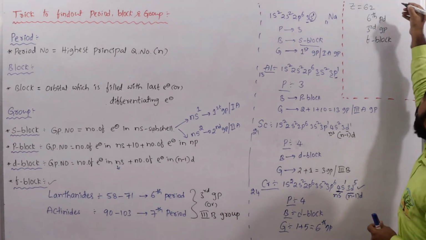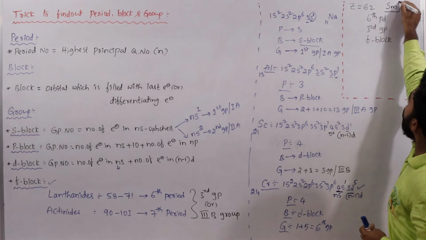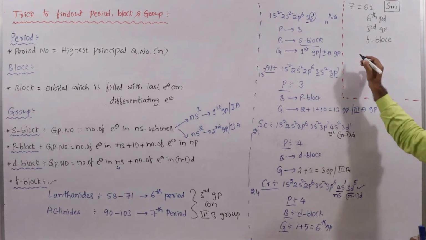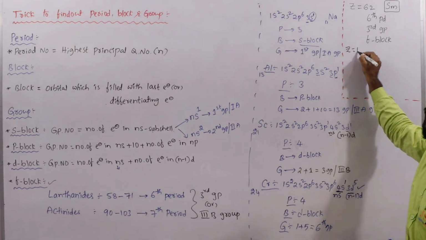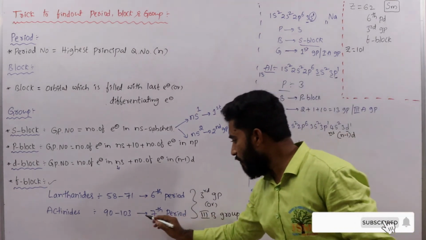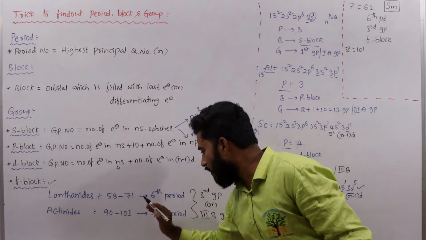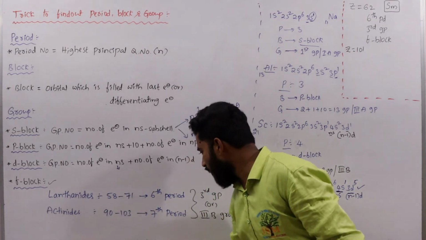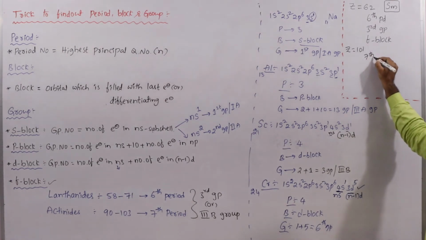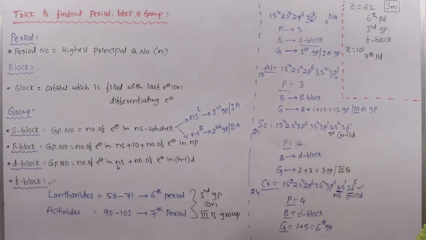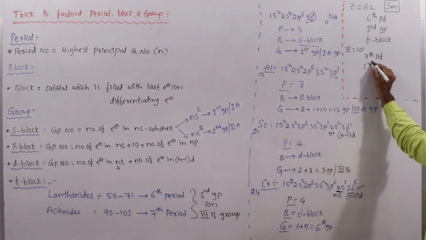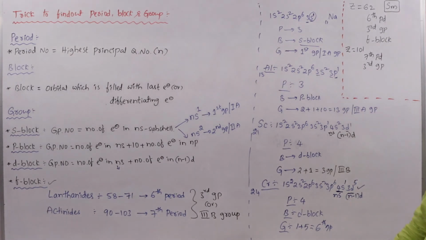The 62nd element is samarium. Let us see the next element with atomic number 101. Atomic number 101 is present between 90 and 103, so it belongs to the actinides, which means the seventh period. What is the group number here? Third group. And which block is it?